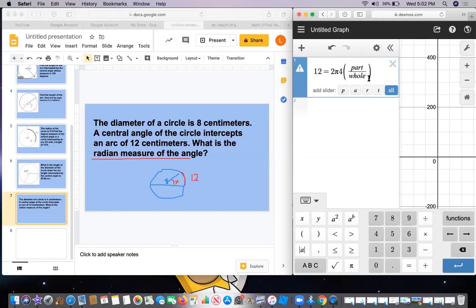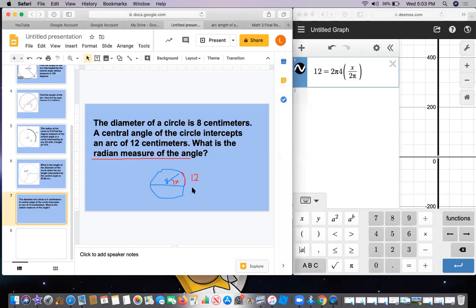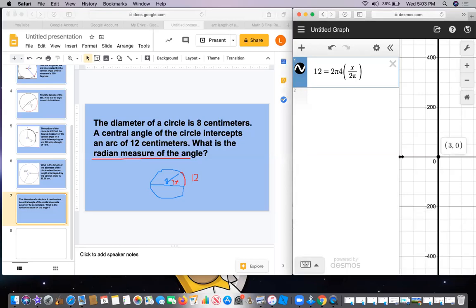Because we're talking here of radians, the circle is divided into 2 pi. So the whole is 2 pi. And the part is something that we do not know, that is your x. All right, so what's the answer? It is 3.